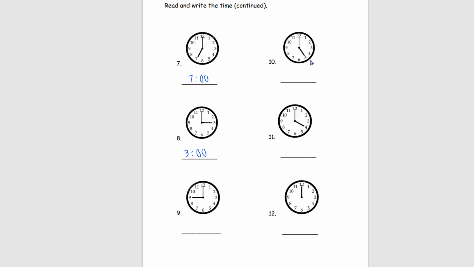For number 10, we see that it's hovering over the 5, so we know that's 5 o'clock. And then the big one is over 12 again, so we know it's 5:00, which also stands for 5 o'clock. For number 11, it's the same thing. Here it's hovering over number 4, so we can put a number 4 right here. The big one is over 12 again, so we know that's 4:00, which equals 4 o'clock.